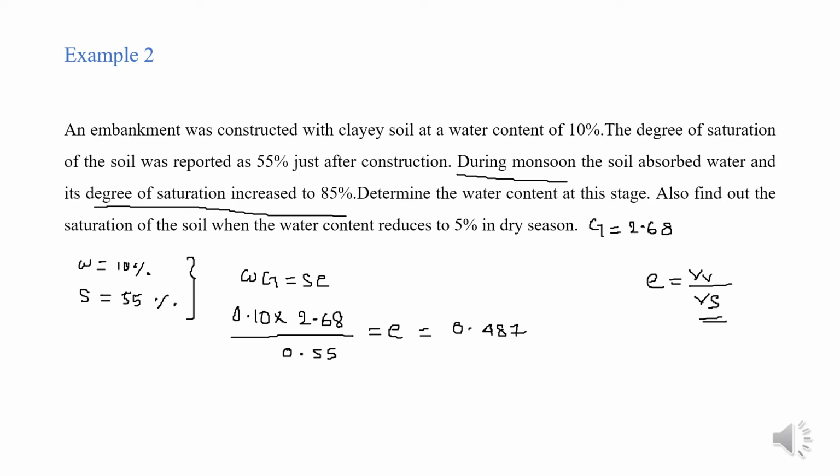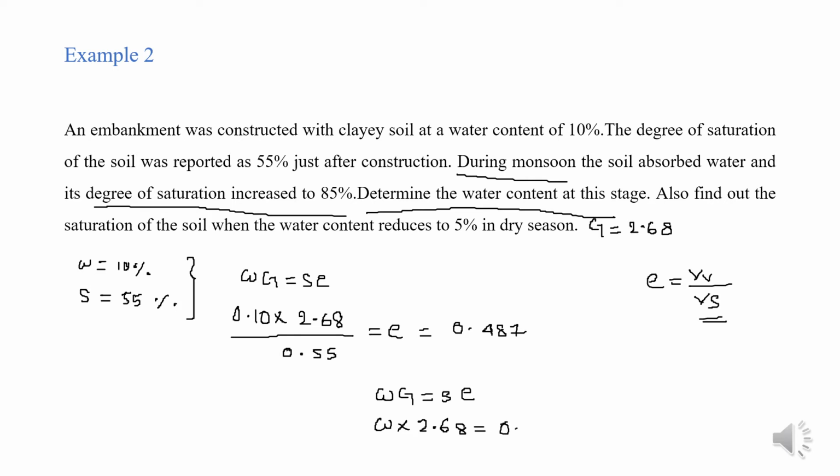So the total volume of the voids remains the same, and as a result the void ratio remains the same. So again, in my next case, suppose we again write the relationship of Wg equal to Se. We have to determine the water content after the saturation has increased, right? So our water content in this stage is unknown. The specific gravity of the solids remains the same, right? It's 2.8. The saturation has increased to 85%, so now it's 0.85.